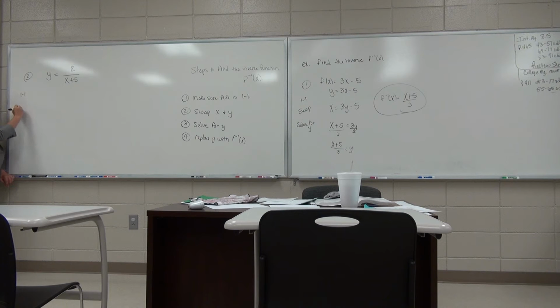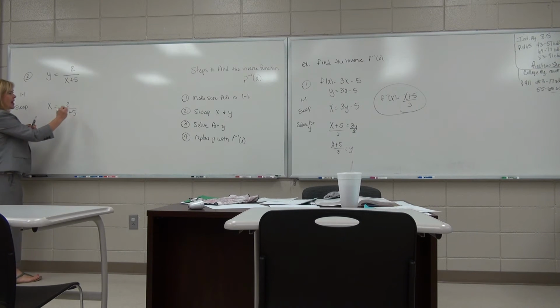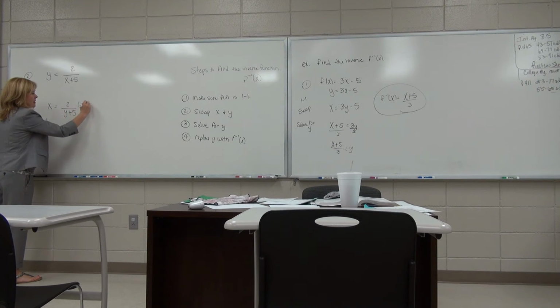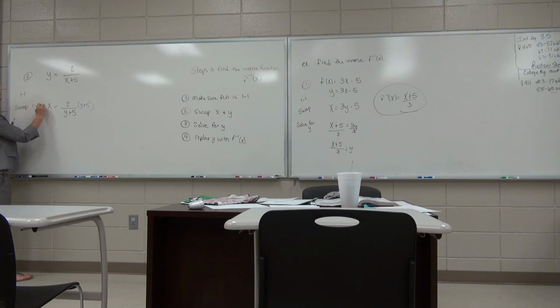Now we need to swap our x and y. So I'm going to have x is equal to 2 over y plus 5. Well, I've got an equation that involves a fraction. Anytime we've seen a fraction, what have we always done to get rid of it? Multiply by the least common denominator. What is my least common denominator? Y plus 5. So let's multiply both sides by y plus 5.